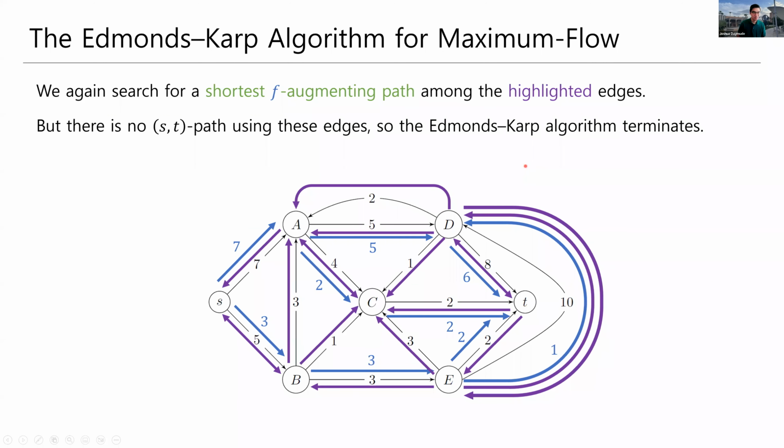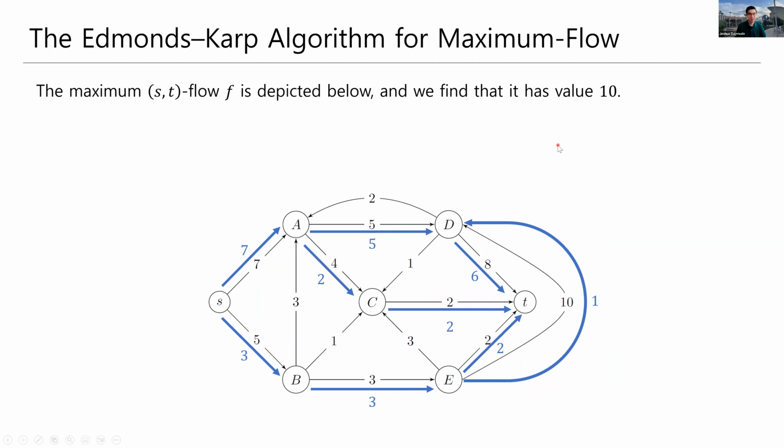Finally, we reach the end. So here, one last time, we try to use breadth first search using the purple edges to see if there's any ST path left over, if we can find any more F augmenting paths, but BFS cannot do so. There are no ST paths using only the purple edges. At this point, the Edmonds-Karp algorithm terminates, and we are left with this final optimal flow, which you may recognize from several lectures ago. I told you was the optimal flow. It has value 10, and lo and behold, Edmonds-Karp has found it for us.